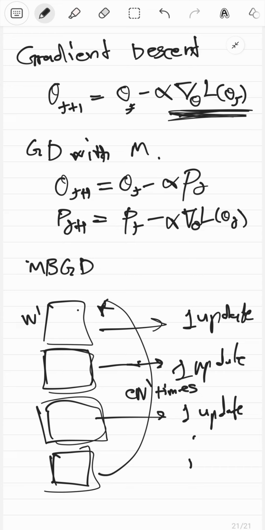Now, of course, you could have a different sort of way of doing this, but we don't really care about this. Yeah, I guess this is correct. Anyway, so E is just the number of epochs.